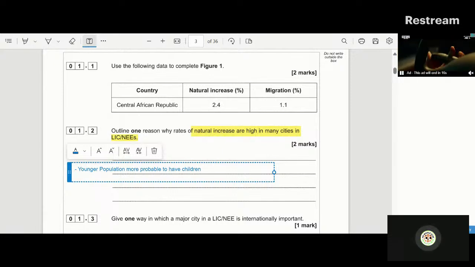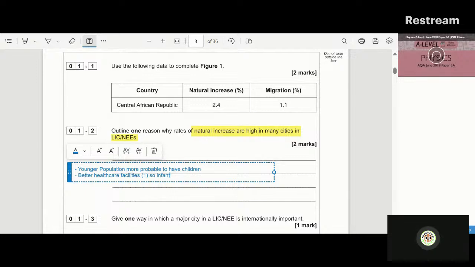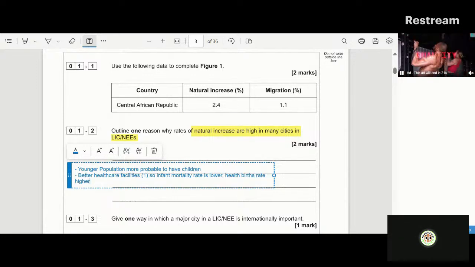On top of that, perhaps another point you could say is there are better healthcare facilities. And then that's your first mark. And then to develop that point, you can say there are less, or the infant mortality rate is lower, or you can say the healthy births are higher, the birth rate is higher. The successful births, which is a good thing.